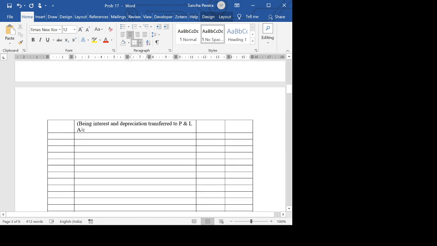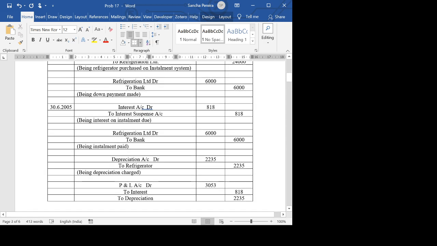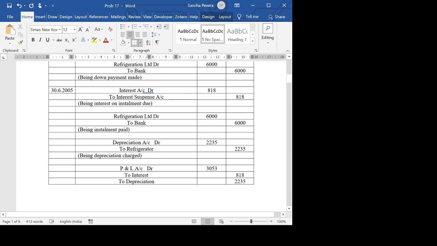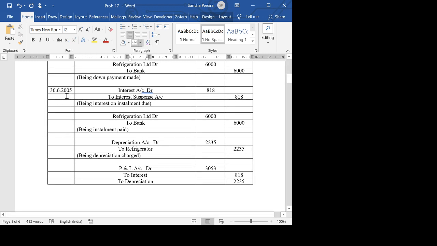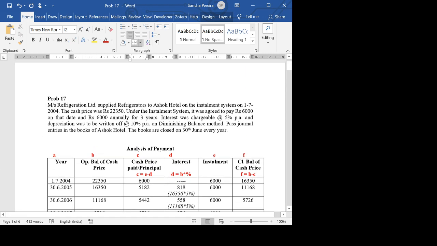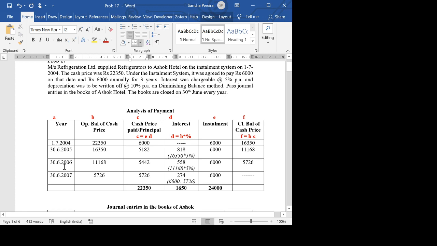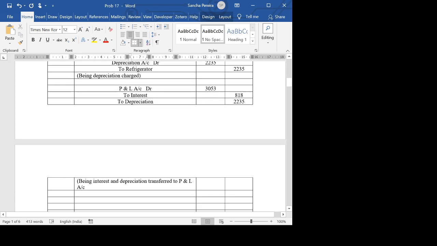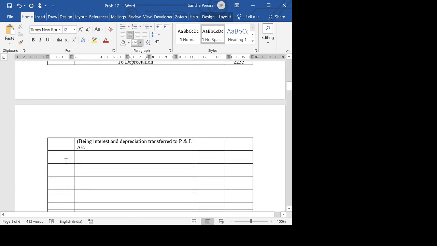Okay. So second year, same thing. Right now we finish on 30th June 2005. Our next year ending is 30th June 2006. So we directly move here. 30th June 2006. So the first is the interest one, the interest entry.